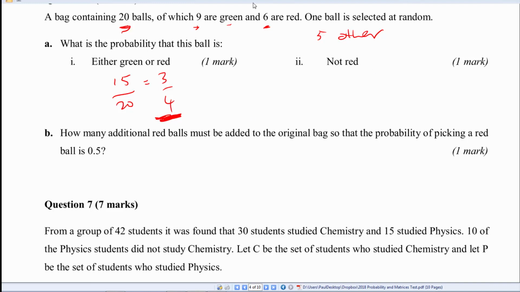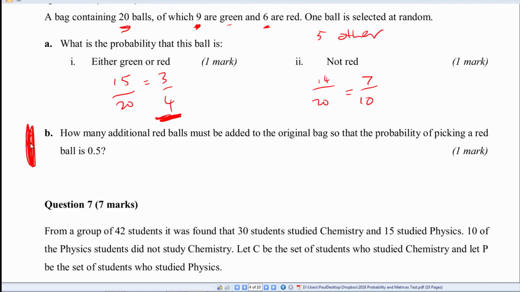Simplify your probabilities. Okay, not red means all the other ones, which are the green ones, which is 9, and the other ones, which is 5. 9 plus 5 is 14 over 20, which is 7 on 10.